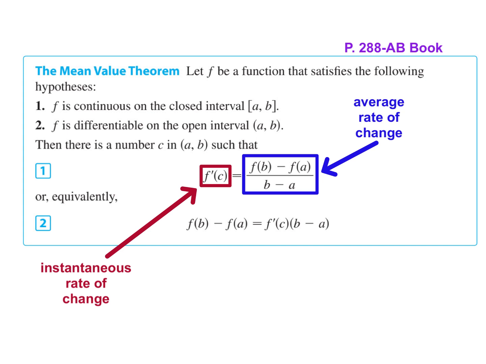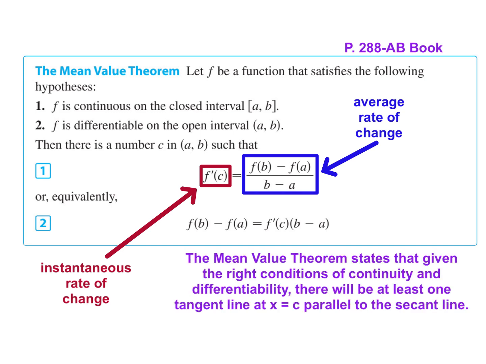The derivative is the instantaneous rate of change at that moment. The average rate of change over a span is usually less reliable. However, there's going to be at least one place where those two things meet and are equal to each other. And that's what the mean value theorem is saying. If these conditions are true, then this will happen in at least one spot inside of this interval.